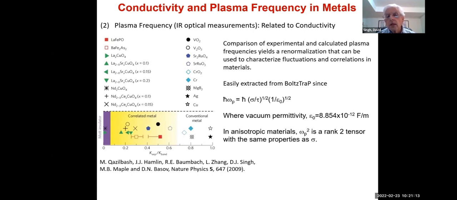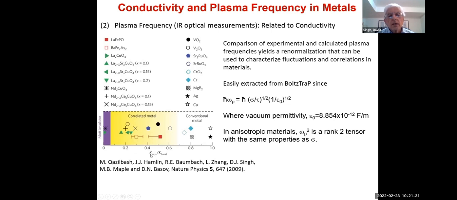And we can easily get the plasma frequency from BoltzTraP. Then you can compare that with experiment, and the renormalization may tell you something about fluctuations and also about correlations in materials. This plot is just showing a characterization of that.